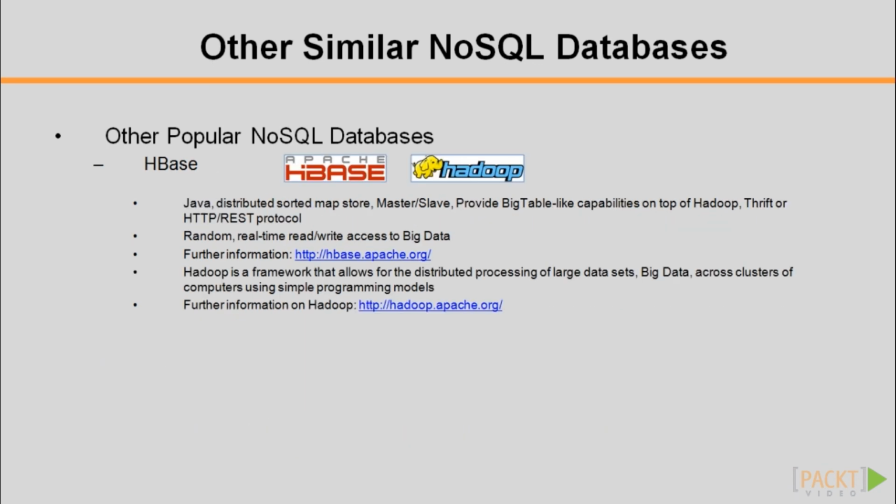Then HBase. It's a distributed sorted map store, providing Google's Bigtable-like capabilities on top of Hadoop, which is a framework allowing for big data processing. It's written in Java and supports master-slave replication. We usually use Thrift or HTTP over REST protocol to communicate with it. It's originally designed to work with Hadoop to allow random real-time read-write access to big data.